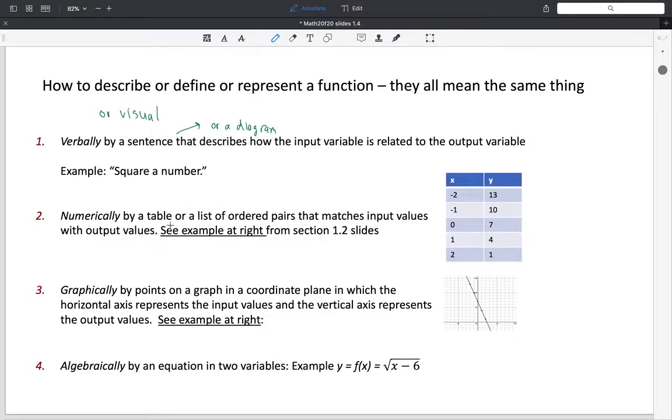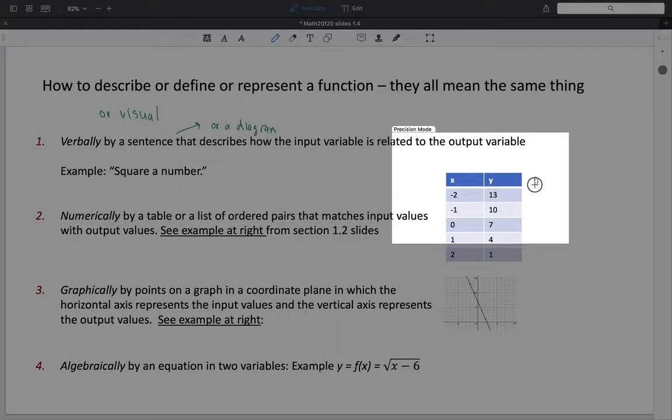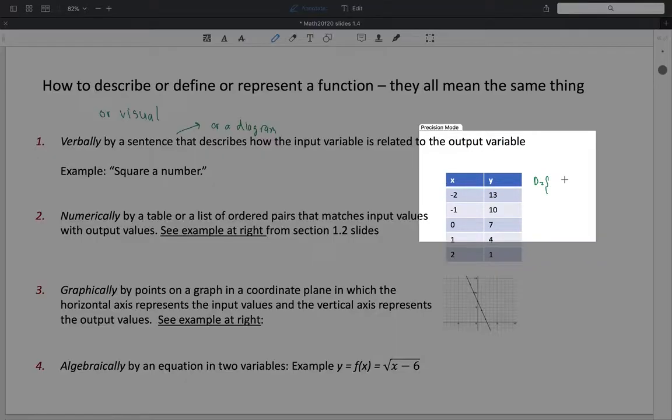Now numerically, it's a list of ordered values. So this is our function here. Here they're stating the domain. So D is going to be the whole numbers from -2 to 2. So -2, -1, 1, 2. And then our range is going to be the possible y values. Usually start from lower and go to higher. So y is 1, y is 4, y is 7, y is 10, and y is 13. So that's going to be the range.